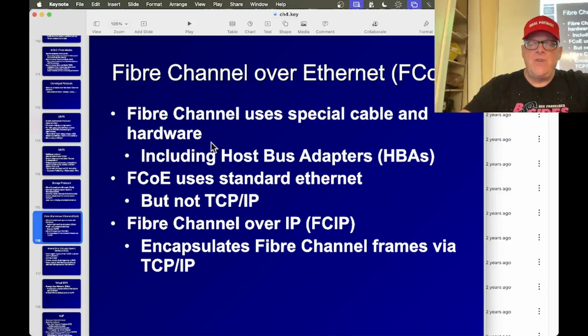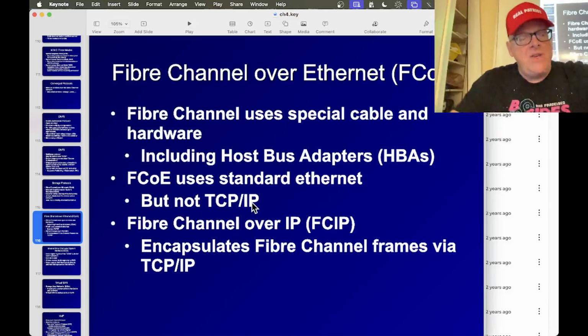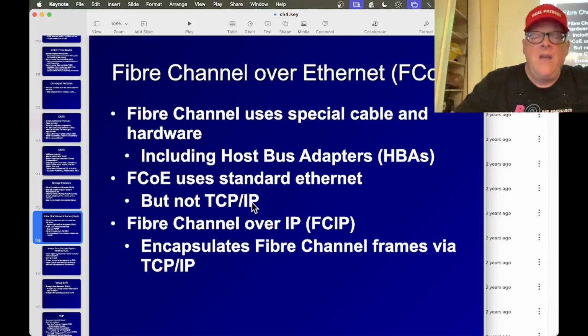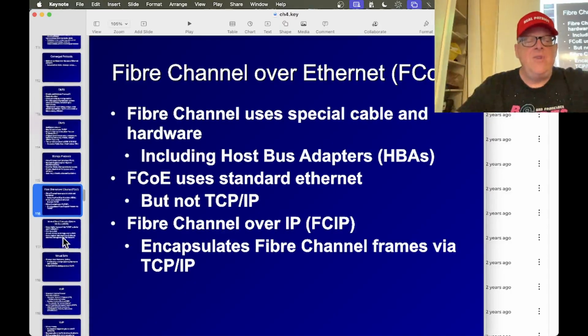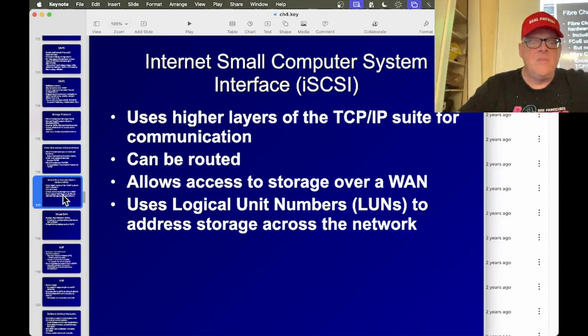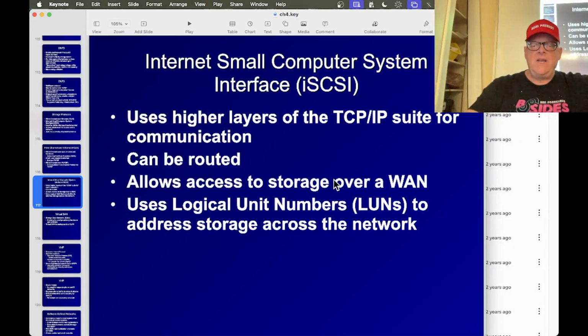So Fibre Channel uses special cable and hardware with host bus adapters. FCoE uses standard Ethernet, but not TCP/IP, just Ethernet, which is a layer 2 protocol. Fibre Channel over IP is another way to do it, over IP, if your data center is far away. And iSCSI uses higher layers of the suite for communication. It can be routed and lets you access storage over a wide area network.